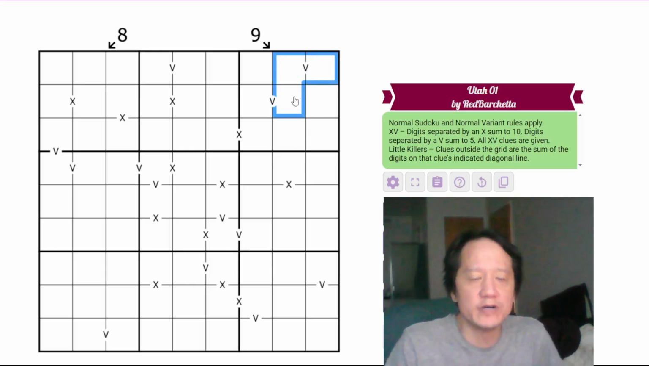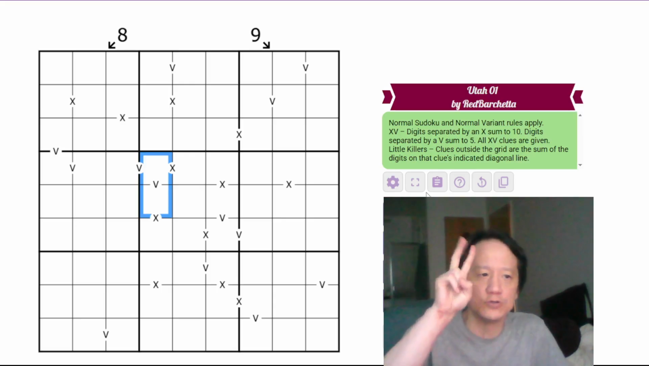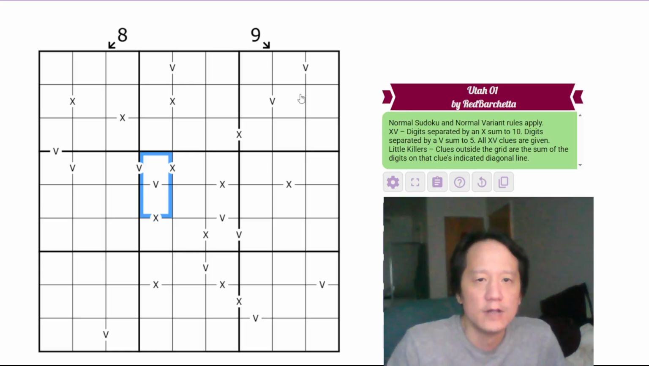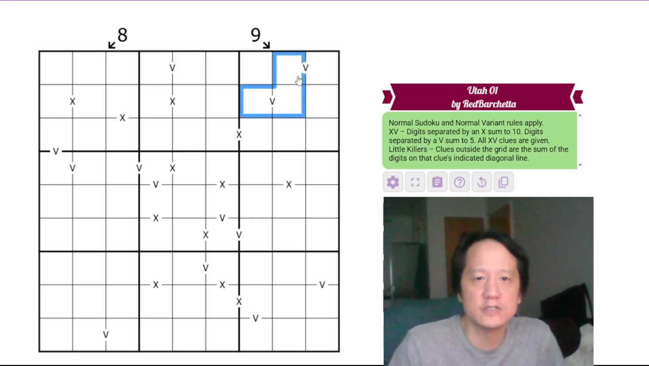With XV puzzles, a lot of times you'll get V's in a lot of situations. And for the V's, you know that those digits must add up to 5. So the only digits that can be next to a V are 1, 2, 3, and 4. Therefore, these are 1 through 4. These are 1 through 4. That means in the rest of row 1, you cannot have a digit that's 1 through 4. Same here. In this box, we have 4 digits which must be from 1 through 4. That means the remaining digits must be from 5 through 9.